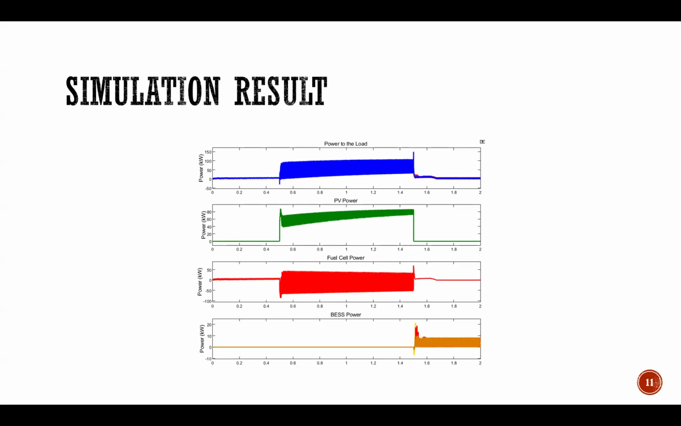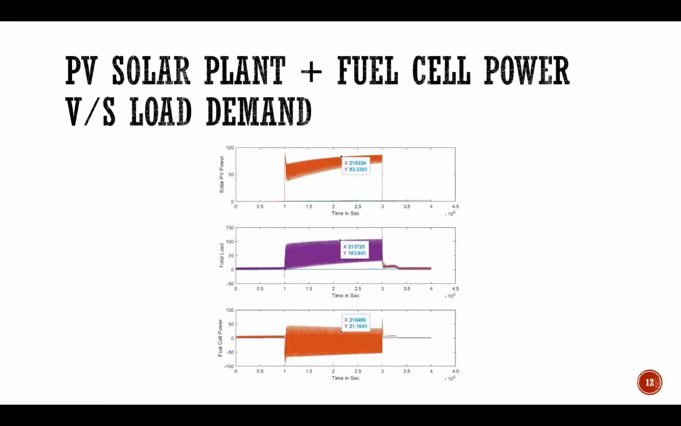So these are the simulation results. Here you can see we have a total load of 100 kilowatts. From that, 80 kilowatts is shared by the PV plant, and the remaining, approximately 20 kilowatts, is shared by the fuel cell. They share the load from 0.5 second to 1.5 seconds. From 1.5 to 2 seconds, the simulation is run with the battery.